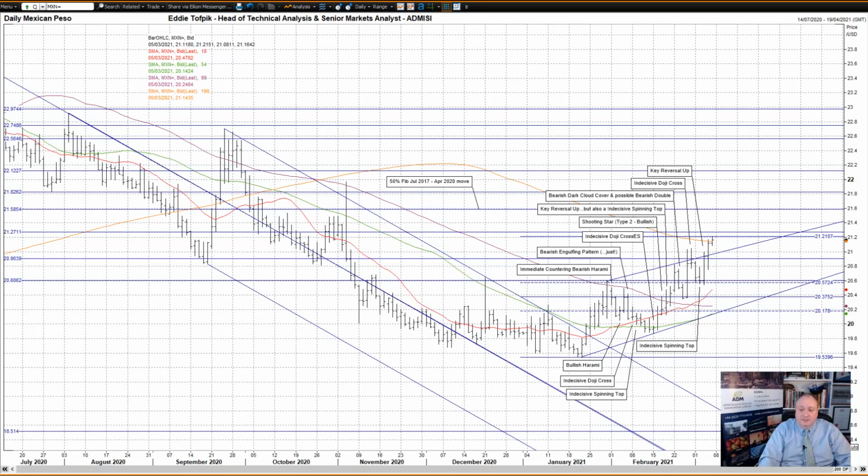So far today, a fresh attempt higher over the long moving average. It seems the market is quite keen to move higher right now.